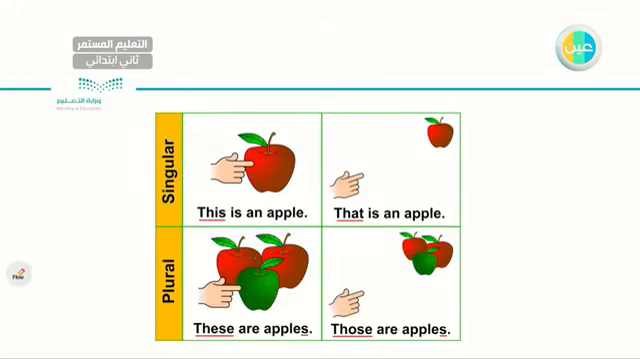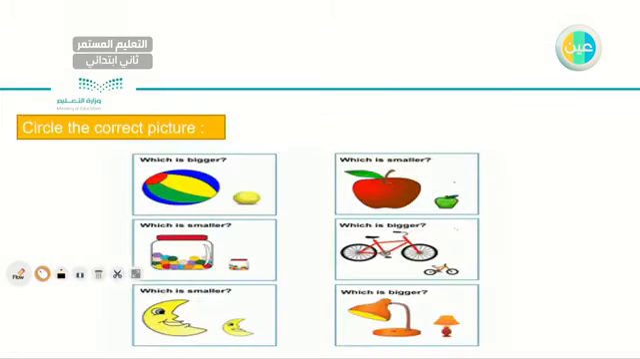Also in the previous unit, we learned how to use the singular and plural, right? How to refer to an apple that's close to me or far, and to apples close to me or far, by using this, that, these, and those. Very good. Also, we learned the opposites. So let's have this quick exercise.